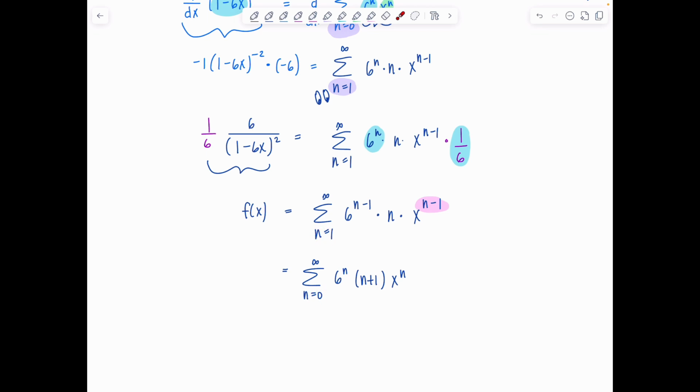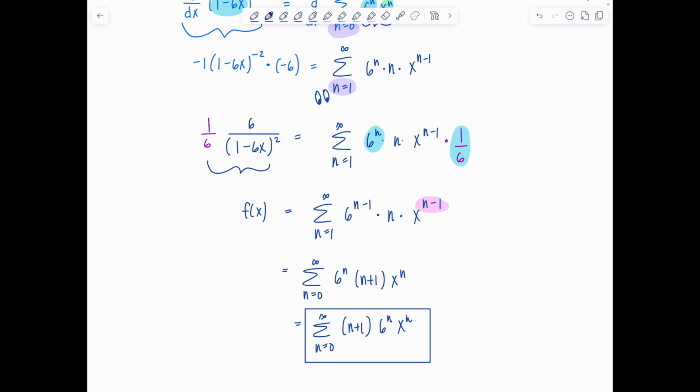Do you like how it looks? I don't. I'm sorry. One more rewrite. n equals 0 to infinity. Let's put n plus 1 and then 6 to the n, x to the n. Oh, that's stunning. Okay, how you feeling? You guys were almost there, only 7 more.